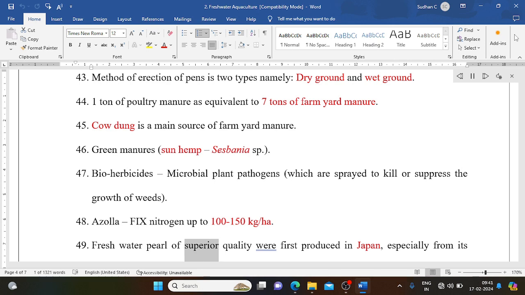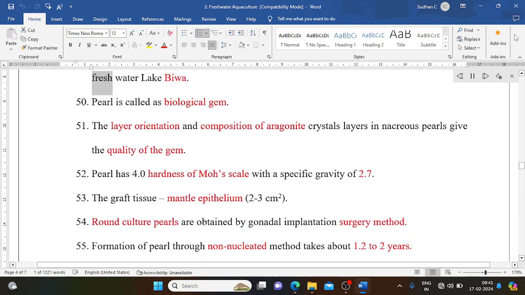Freshwater pearls of superior quality were first produced in Japan, especially from its freshwater Lake Biwa. Pearl is called a biological gem. The layer orientation and composition of aragonite crystals, layers in nacreous pearls give the quality of the gem. Pearl has a hardness of 4.0 on the Mohs scale with a specific gravity of 2.7.